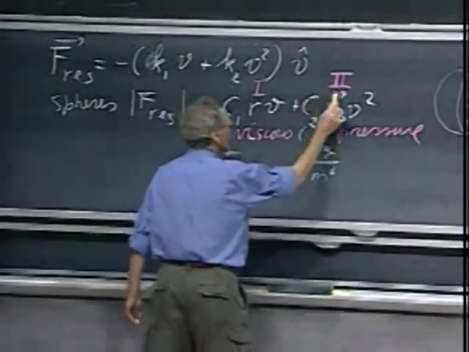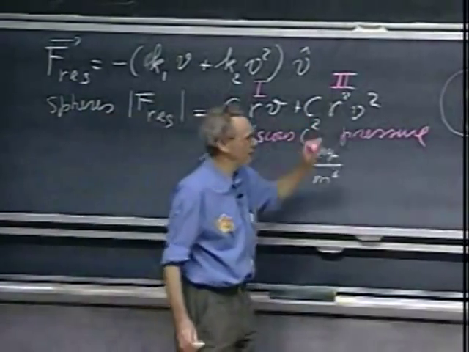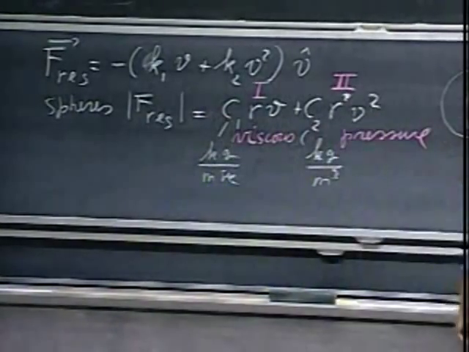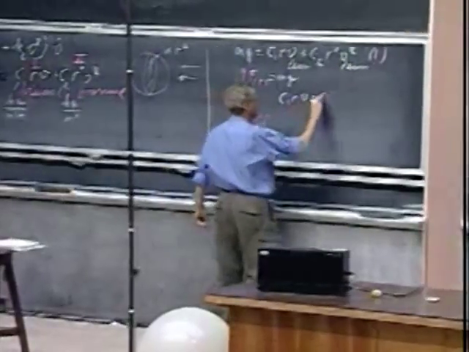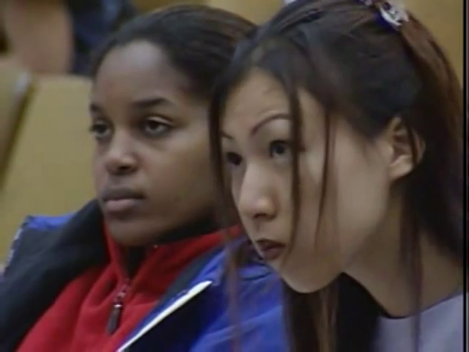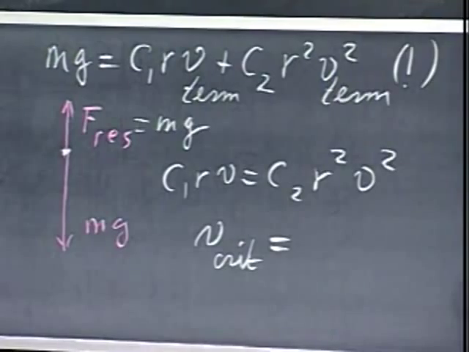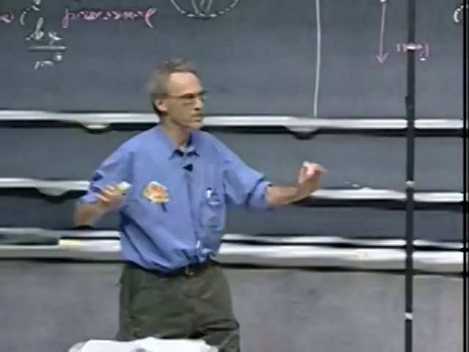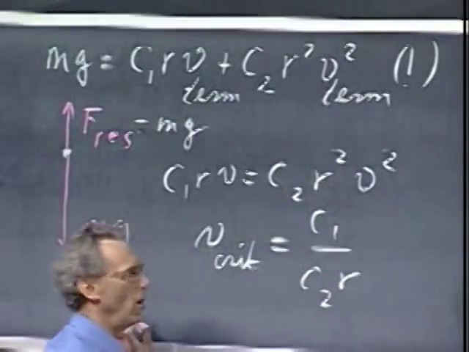Where one and two are the same, where the force due to the viscous force and the pressure force are the same, we can make these terms the same. So you get c1rv equals c2r squared v squared. And that velocity we call the critical velocity, even though there is nothing critical about it. It's not critical at all. It's simply the speed at which the two terms are equal. That's all it means. And that is, of course, then equals c1 divided by c2 divided by r.